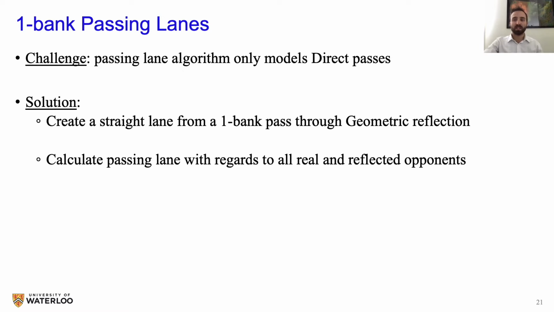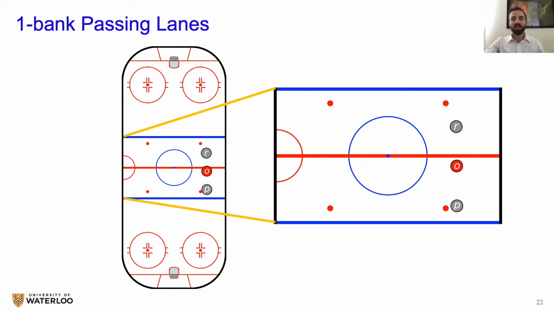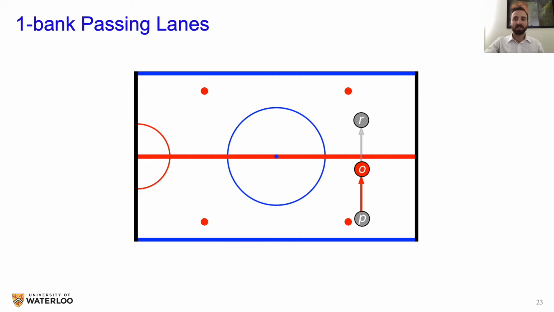Our next contribution is to extend the previous passing lane model to include one-bank passes, since it was only able to model direct passes previously. Our solution consists of modeling the one-bank pass as a direct pass through the theory of geometric reflections, ignoring things like spin or energy loss due to board contact, and then calculating the passing lane using all real and reflected opponents. To visualize this, consider this example in the neutral zone. The direct passing lane is modeled to be basically non-existent. However, P can make a one-bank pass to R, which is more open than this direct pass.